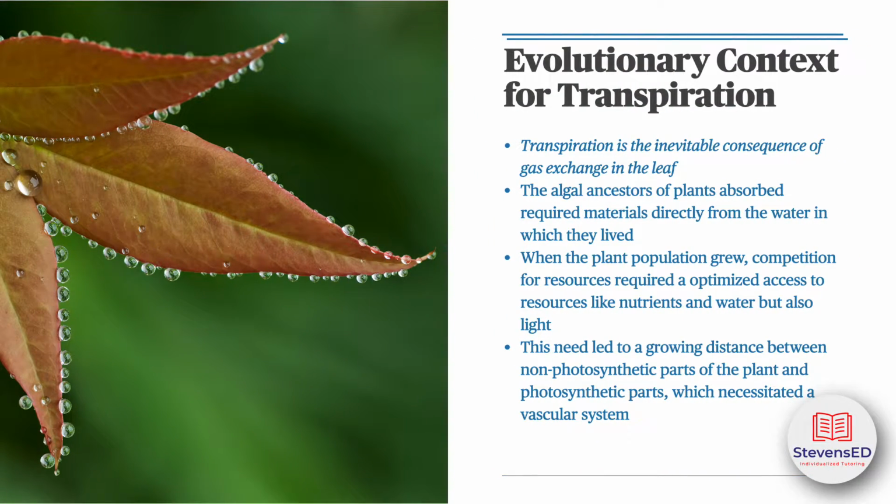Transpiration is one of the major processes that occurs within plants, and utilizes its internal modes of transport. The algal ancestors of plants absorbed water, minerals, and carbon dioxide directly from the water in which they lived. Transport in these algae was therefore very simple because every cell was close to the source of all required materials.